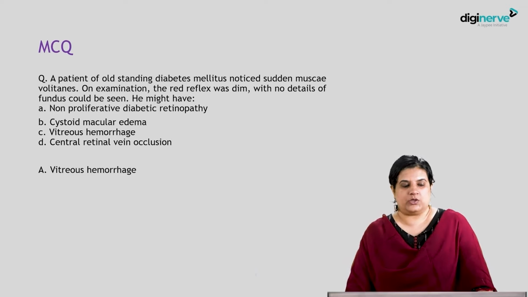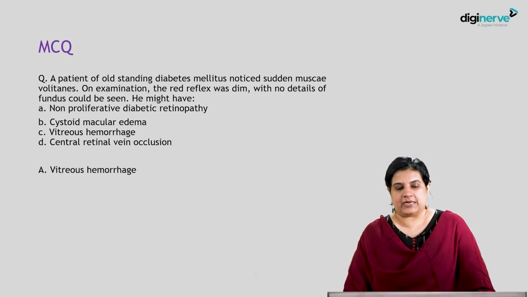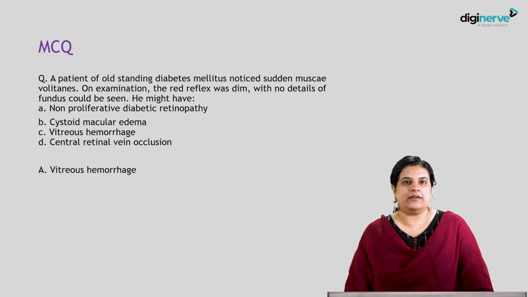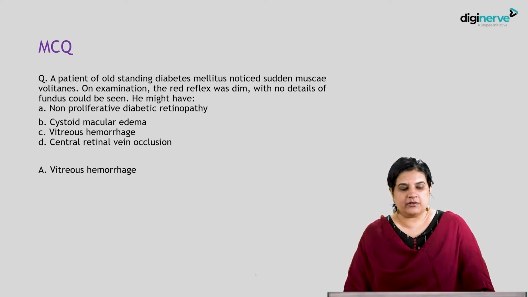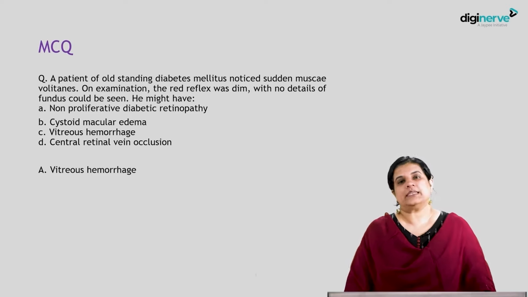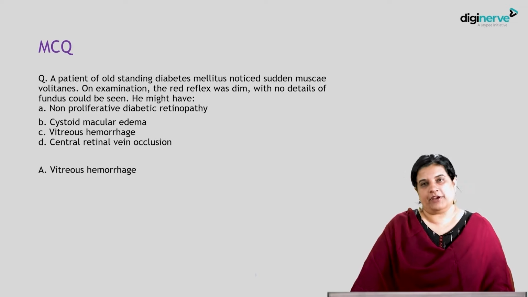The next question is that we have a patient of old standing diabetes mellitus who noticed sudden muscae volitantes or sudden floaters in their visual field. On examination, the red reflex was dim with no details of the fundus visible to us. What is the likely diagnosis? Does he have non-proliferative diabetic retinopathy? Does he have cystoid macular edema or vitreous hemorrhage? Or does he have central retinal vein occlusion?